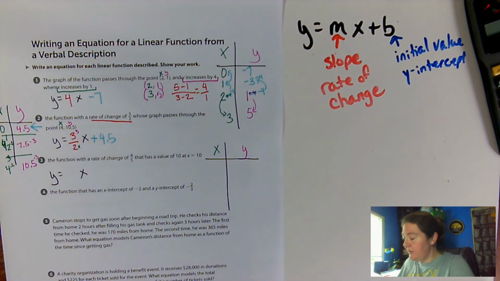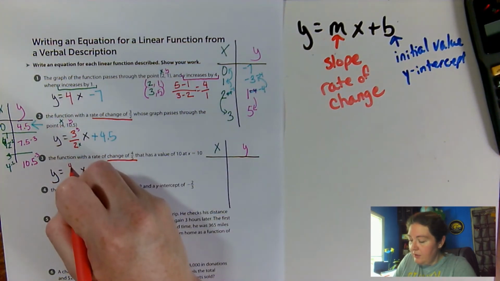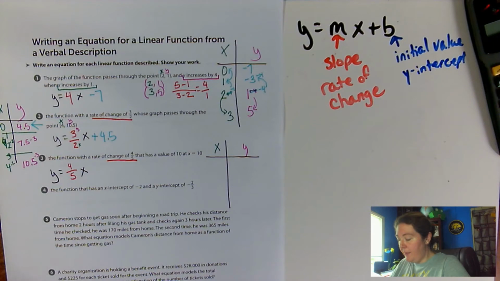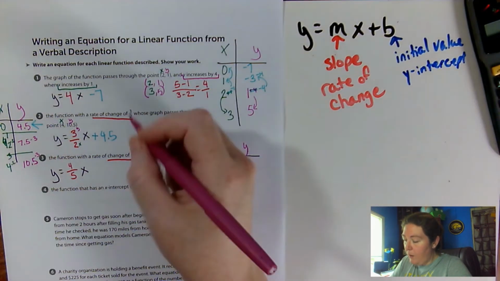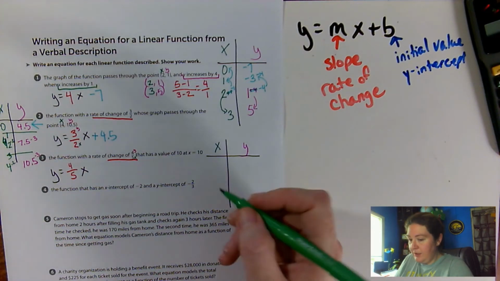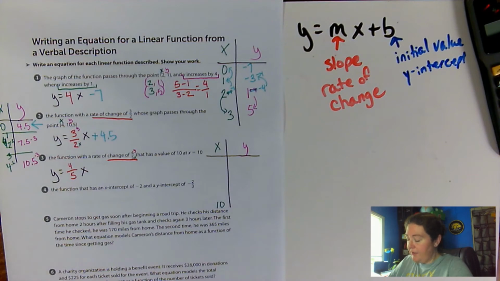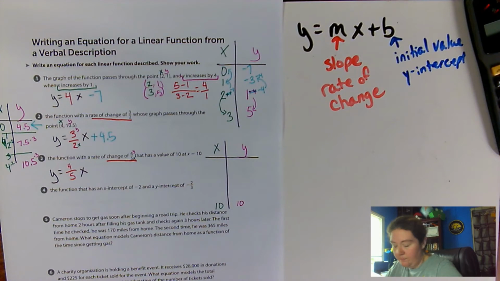Lucky for us, again, it tells me that my rate of change is 4/5. My slope is 4/5. So I know that every time my x changes by 5, my y is going to change by 4. It also tells me at the point of 10, my y is going to be 10.